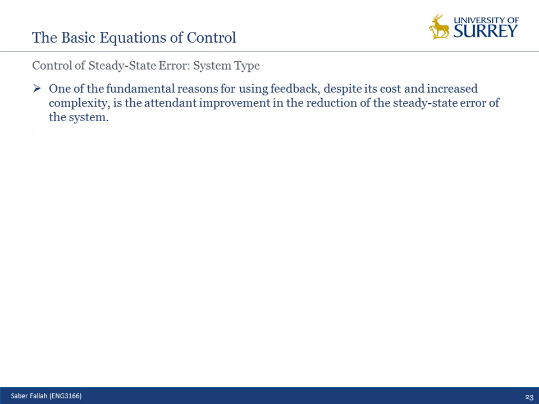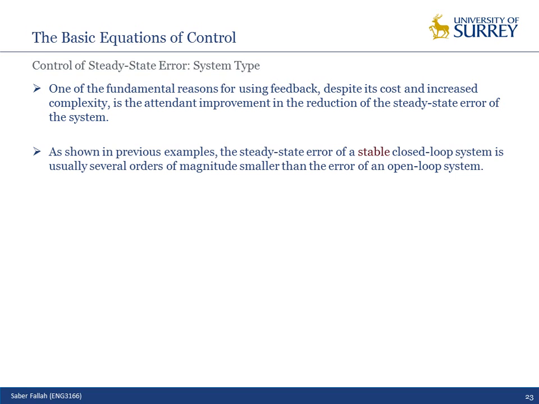So as a quick summary of what I said so far: the fundamental reason for using feedback, which we discussed, despite the increased complexity, is the attendant improvement in the reduction of the steady state error of the system, subject to disturbances, noises, or parameter changes. As shown in previous examples, the steady state error of a stable closed loop system is usually several orders of magnitude smaller than the error of an open loop system.